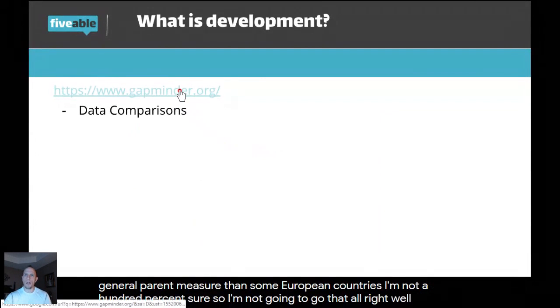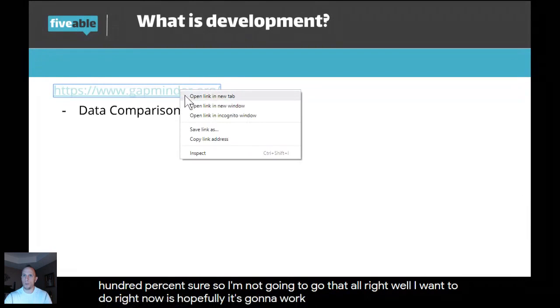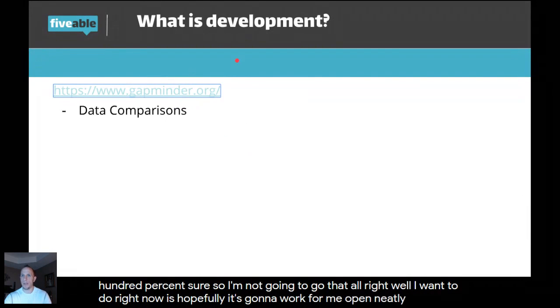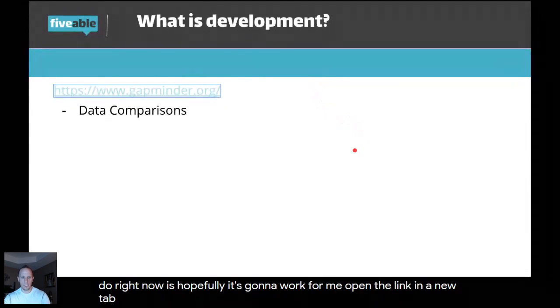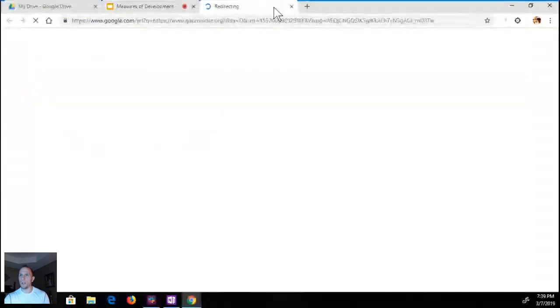All right, what I want to do right now is, hopefully it's going to work for me, I'm going to open the link in a new tab. I guess I need to close this out. I want to actually look at Gapminder. Have you guys ever seen this before?